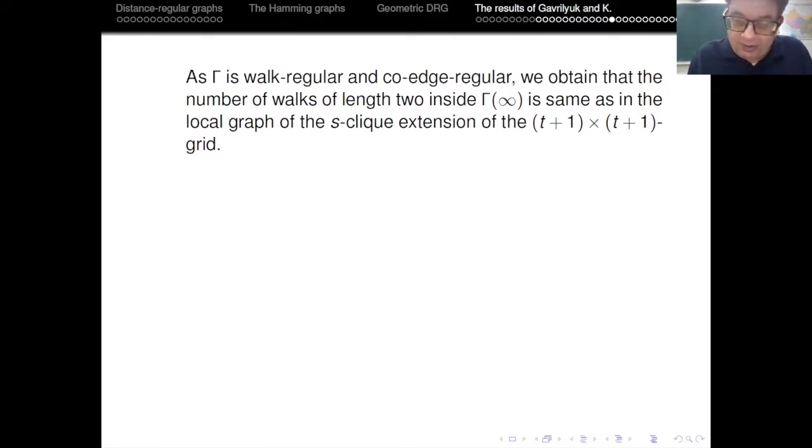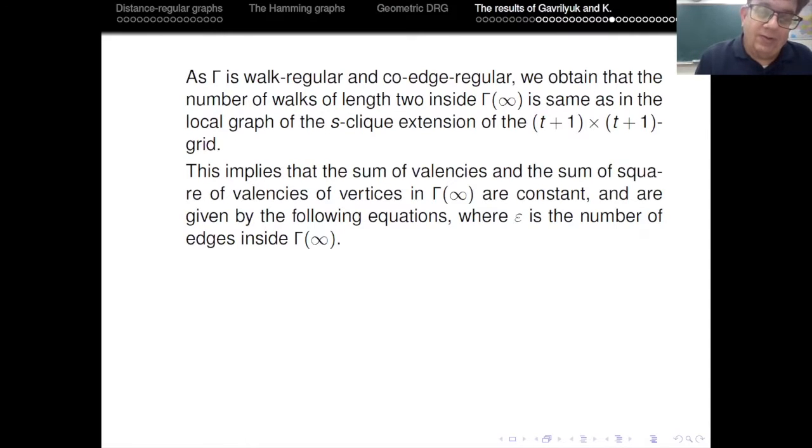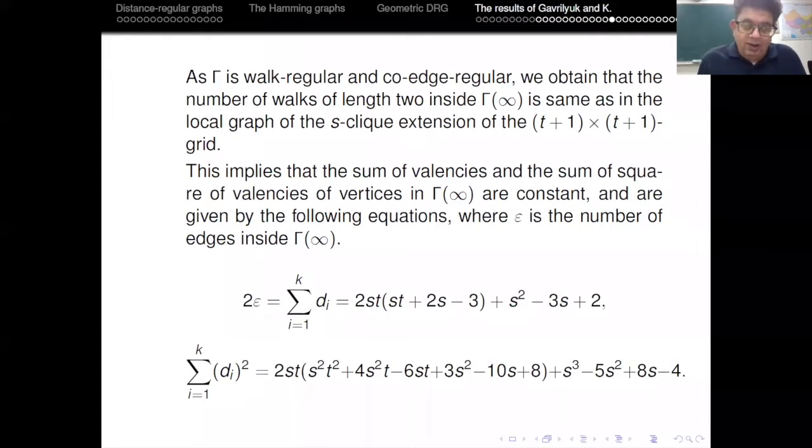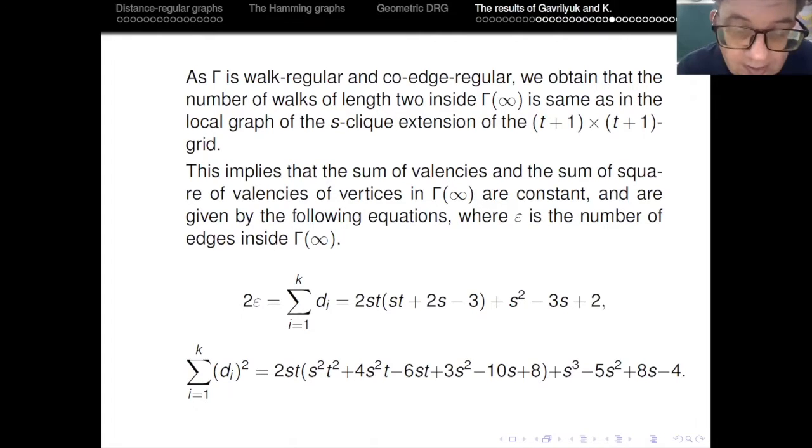It's for me easier. This implies the sum of the valencies and the sum of the squares of valencies of the vertices in gamma infinity are constant and are given by the following two equations, where epsilon is the number of edges inside gamma infinity. So these are the two expressions. If you look at the sum of the degrees, that should be 2 times epsilon. And that is this expression. You see that this is an expression in s and t.